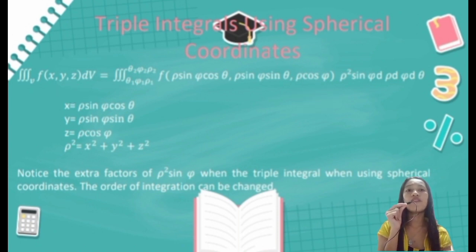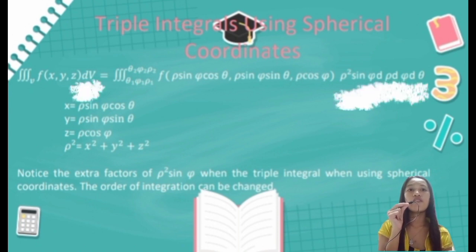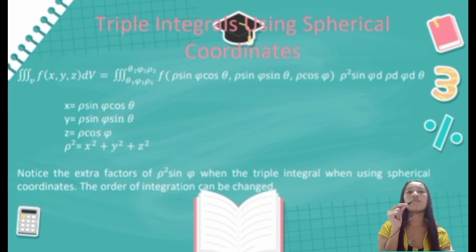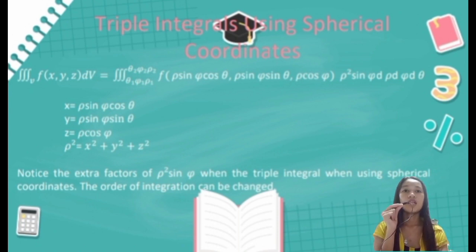Then notice that differential dV is equal to rho squared sine phi d rho d phi d theta. There's an extra factor of rho squared sine phi when converting to spherical coordinates. Just like any other triple integral, we can change the order of integration. Let's go and take a look at an example.